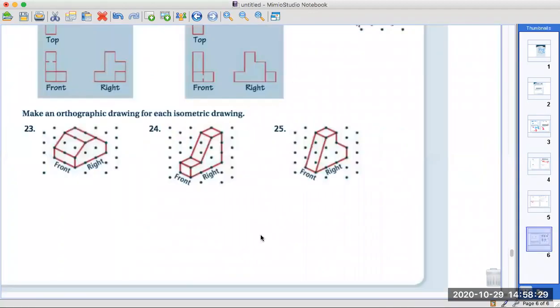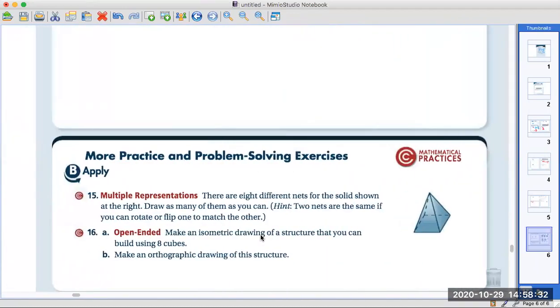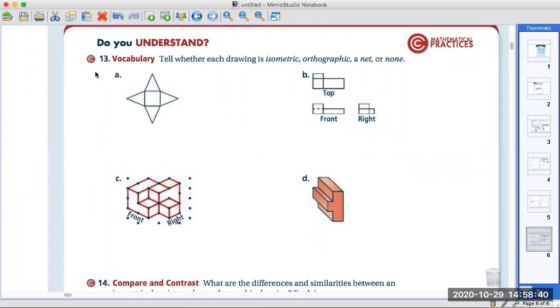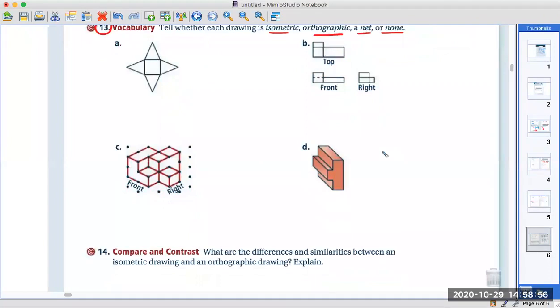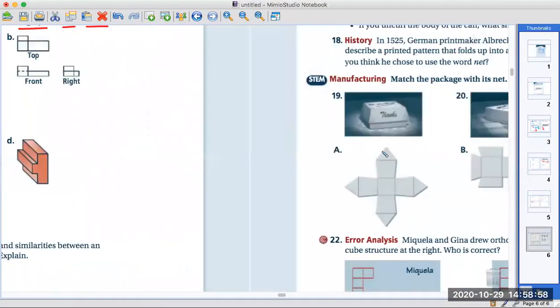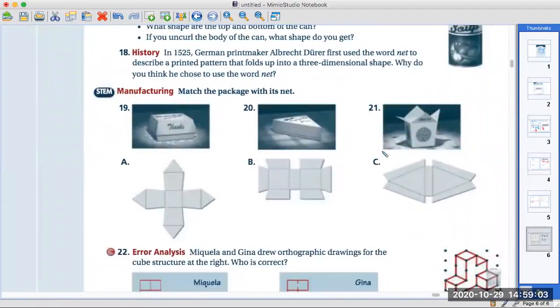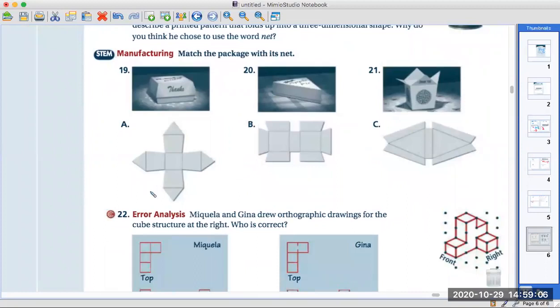And you're going to the next page, 13. On the top, you're going to decide which of these drawings is isometric, orthographic, a net, or none. So you have to write next to it, what is it? What is it? What is it? So there's that choice. You got 4 choices. And then on the next page, 439, these are all easy problems. I find them. I don't know, you might have a hard time with that three-dimensional stuff.